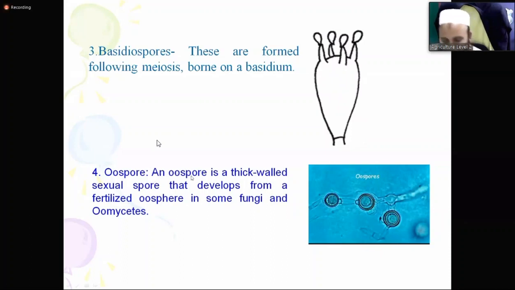Oospore. An oospore is a thick-walled sexual spore developed on the fertilized oosphere in some fungi and oomycetes. Some oomycetes and fungi produce a female egg-like structure. So these are called oospore. The word oospore actually comes from the Oomycota. Now we do not say oomycetes are fungi because they have some different characters than fungi, but still we study them under mycology.